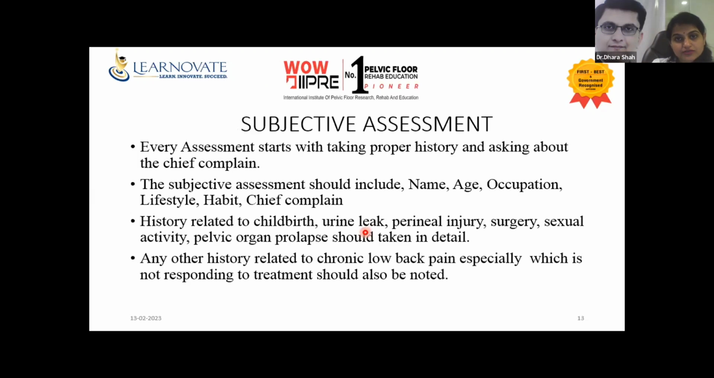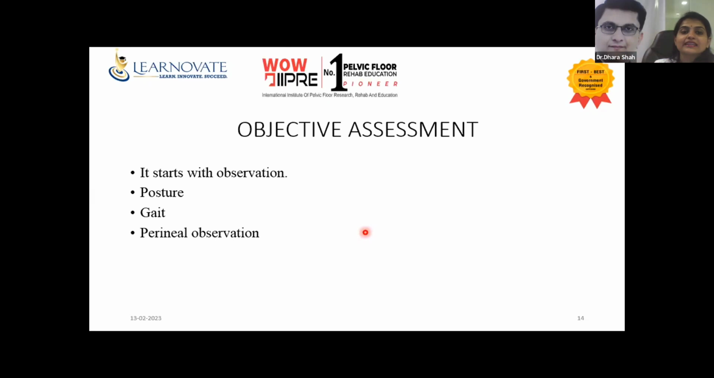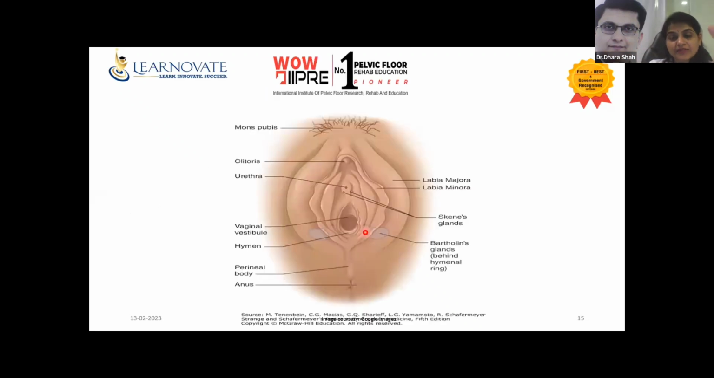First is the subjective history. Second is the objective history. Observe the perineum, observe the gait, observe the posture. The way she is walking in the room, is she too hesitant? Is she taking small steps because of pain in the perineal area, or is she comfortable? The way she sits, her sitting posture, her gait, observe that, and then observe her perineal area, her perineum.